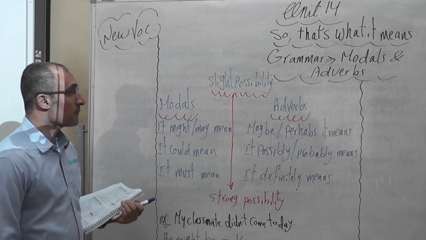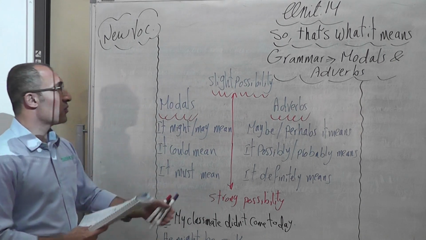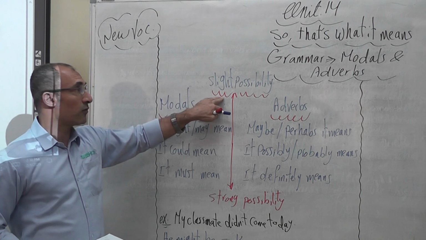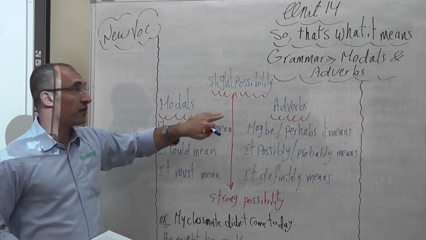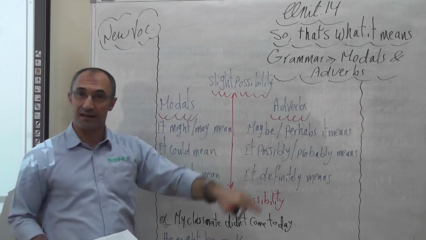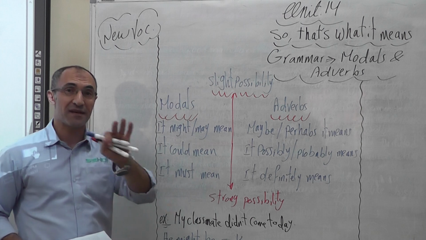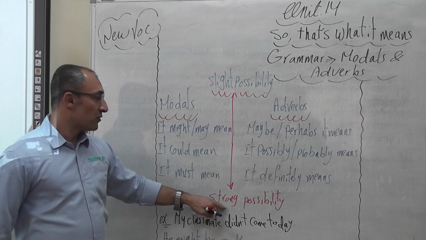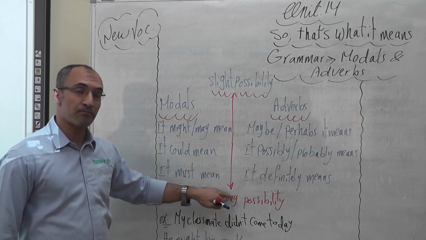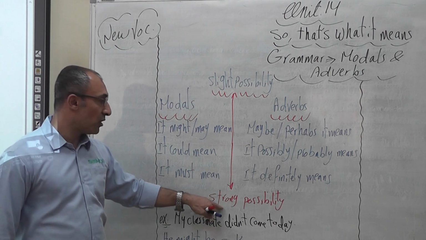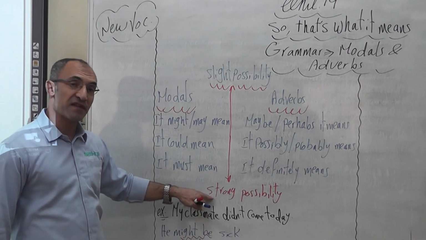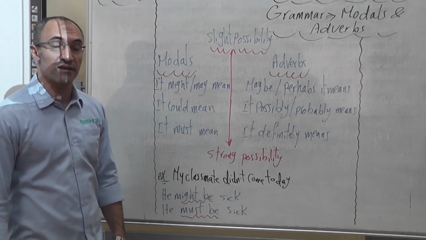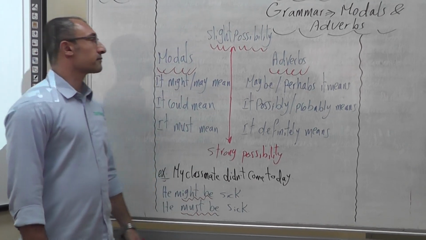Okay? In a more expanded way, here we have a vertical arrow. On the top of our arrow, it's referring to slight possibility, how you can express a very slight or weak possibility. Okay? At the bottom of our arrow, we have to express the strong possibility, if the possibility that you have got is strong or not.